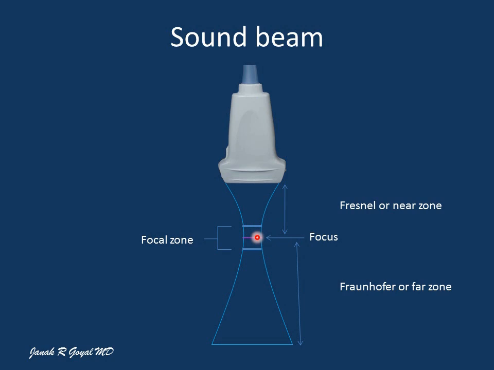The focal length is the distance from the transducer face to the focus. It is also called focal depth or near zone length. The focal zone is the region around the focus where the beam is relatively narrow. Half of the focal zone is located in the near zone and half of it is in the far zone.